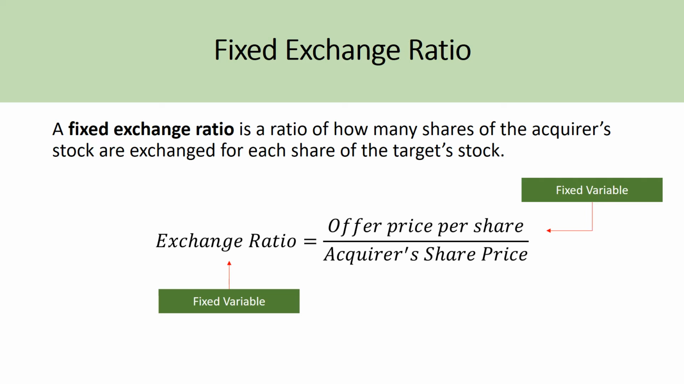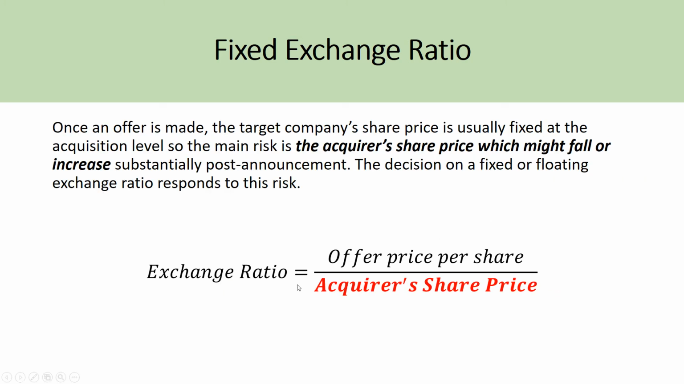Now, in a fixed exchange ratio, the risk is the acquirer's share price, which can change. If the deal is really bad and shareholders react negatively, then the share price might fall significantly, and then what happens is that the value of that deal falls, right? Because all of a sudden the exchange ratio can't move, and if you're getting less value for the acquired shares, then the overall value of the deal is less, and so that's the main risk.